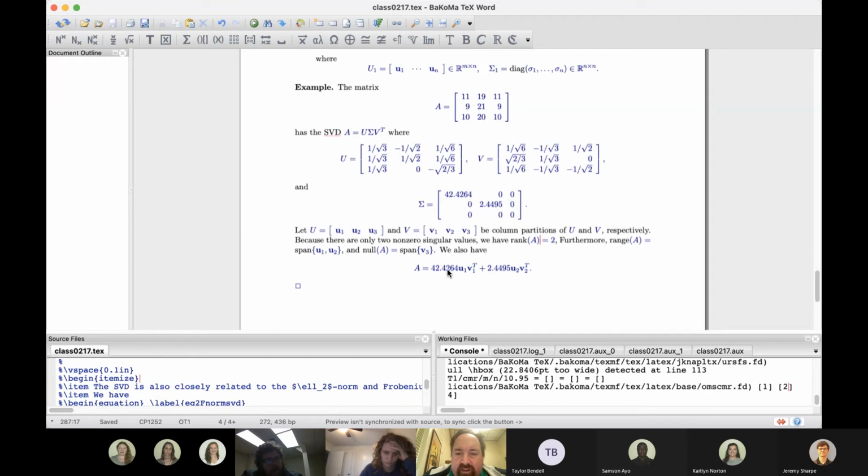Okay. So whatever the rank of a matrix is, you can use that many terms, that many outer products, to describe the matrix completely.